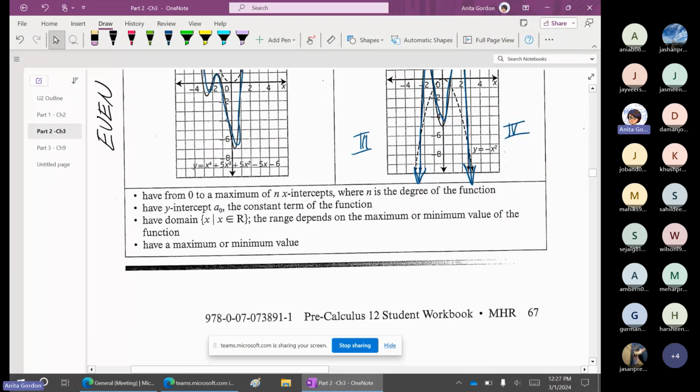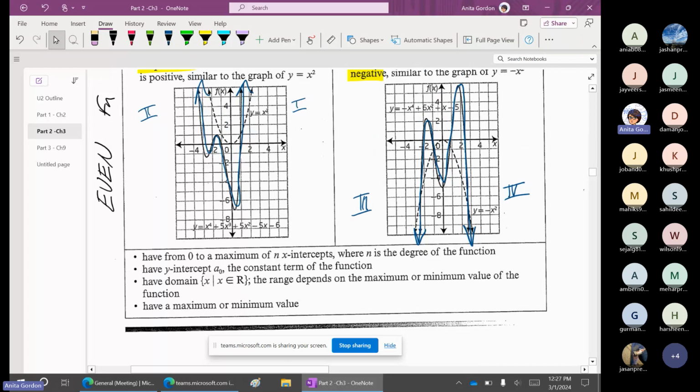Some other facts. It is possible for an even function not to have any intercepts. If you think of the shape, I can take my W and move it up above the x-axis and it's never going to touch it. Or I can take my upside-down letter M and move it down below the x-axis and it's never going to cross over it. So it is possible to have 0 x-intercepts.